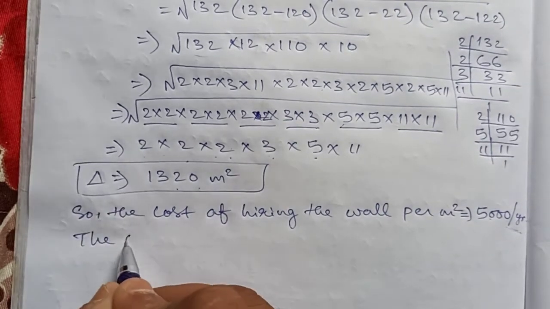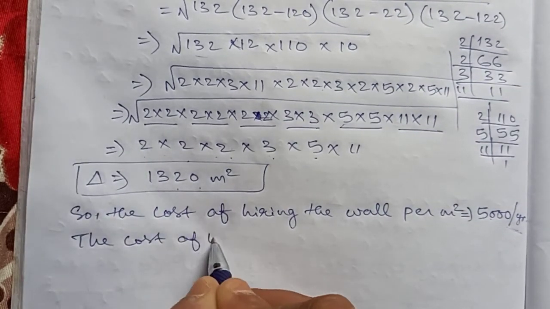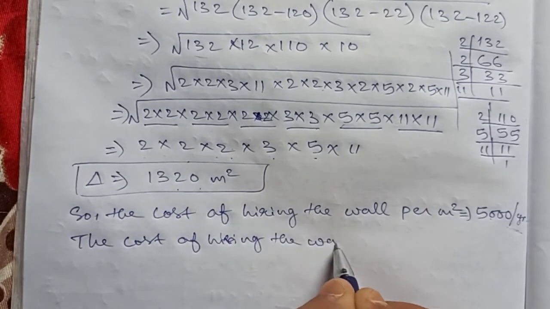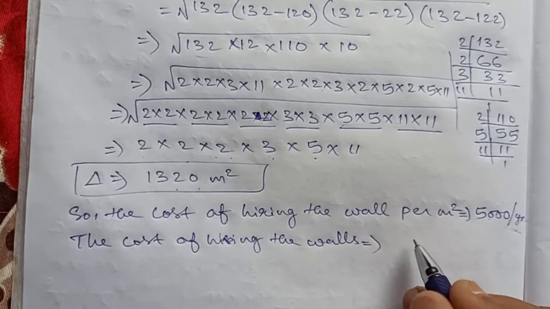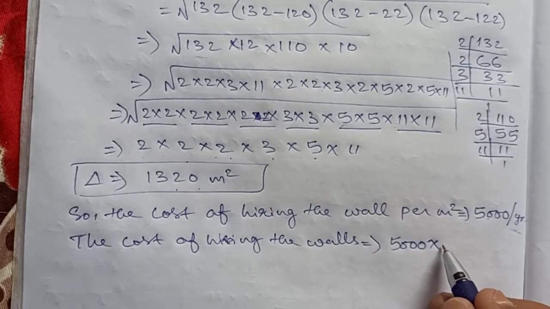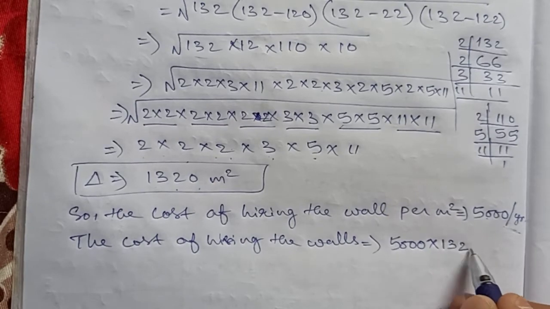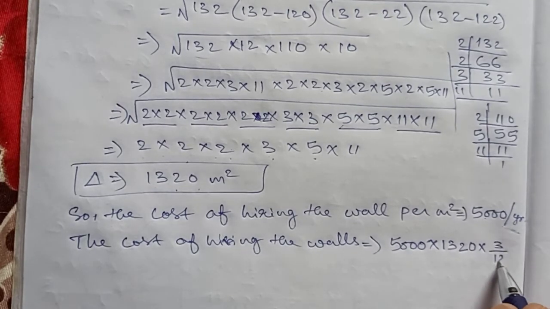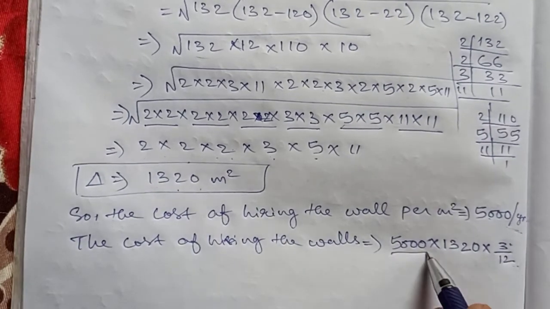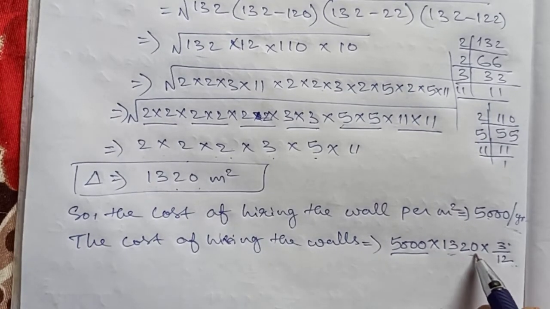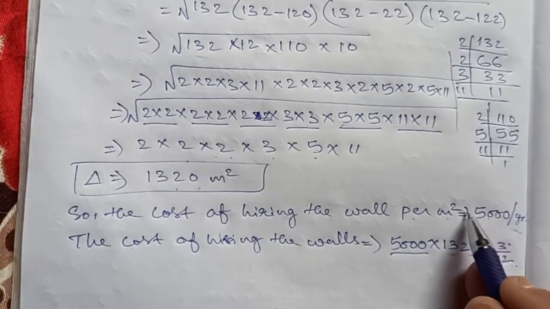Okay, the cost of hiring the walls equals 5,000 into area, which is 1320, into for how many months? For 3 months out of 1 year. So this is the amount for 1 year. This is the total area, because for 1 meter square it is 5,000.